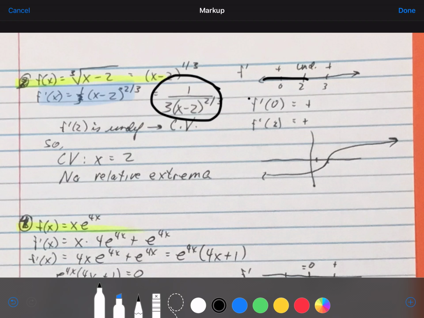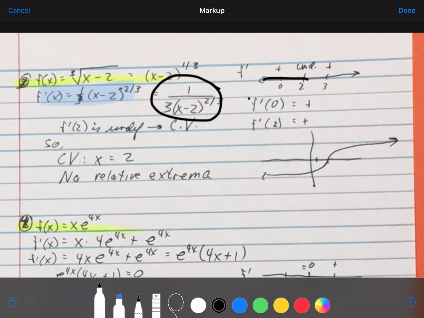We're plugging that into this function. All right, so you plug in 0 into that thing, and you will get a positive value, because 0 minus 2 is negative. The cube root of that would be negative, but when you square it, that is positive. And then the other part of that would be 1 over 3 times that positive number. And so that's what I mean by, just look at the function itself.